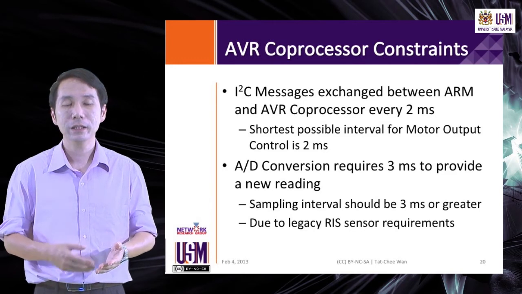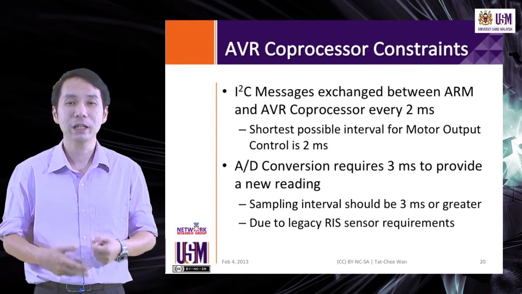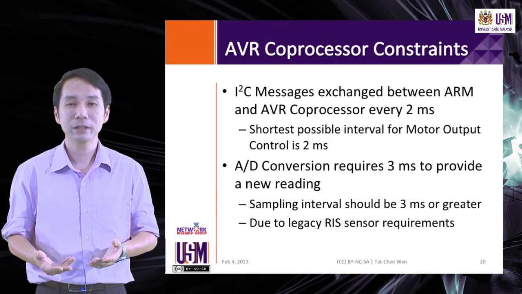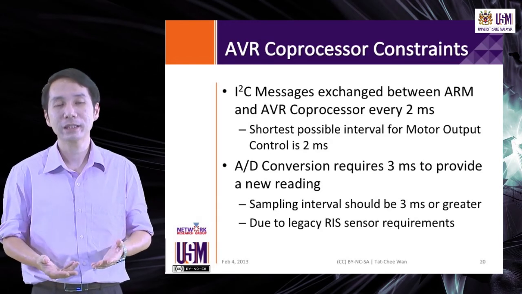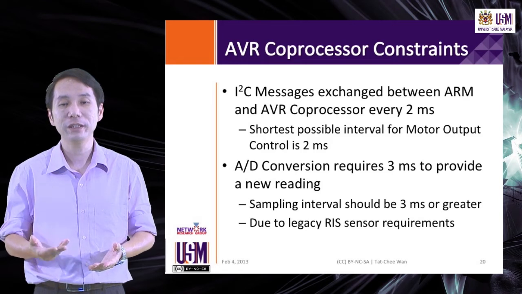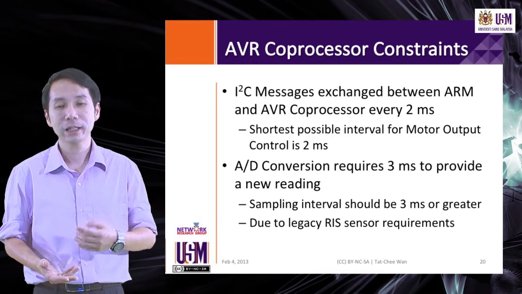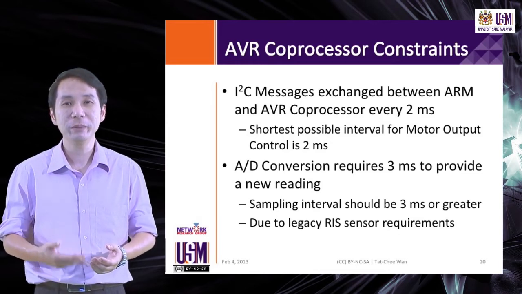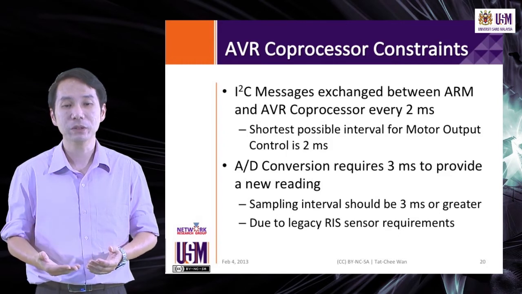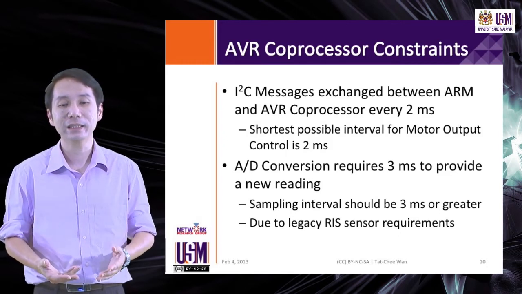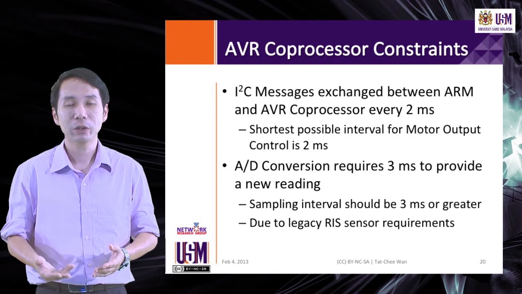The interface connection between the AVR coprocessor and the ARM processor implements certain constraints. The first is that the I2C messages are exchanged between these two devices every 2 milliseconds. This means that the shortest possible interval for motor output control is 2 milliseconds between any updates. Secondly, the A to D conversion requires 3 milliseconds to provide a new reading, and this means the sampling interval should be 3 milliseconds or greater from one sample to the next. The reason for this is the legacy RCX sensor requirements.